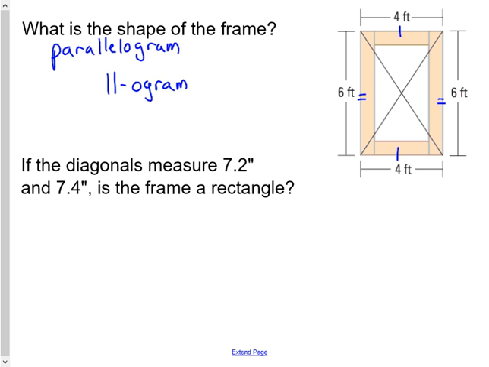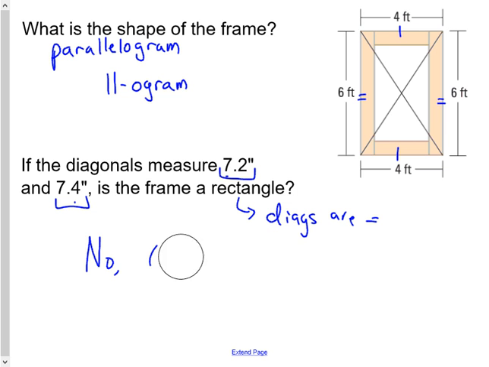If the diagonals measure 7.2 inches and 7.4 inches, is the frame a rectangle? So these don't match. For it to be a rectangle, we need diagonals to be equal. And so in this case, if we had two numbers that are not equal, this would not be a rectangle. Right? Because diagonals aren't equal. 7.2 does not equal 7.4.